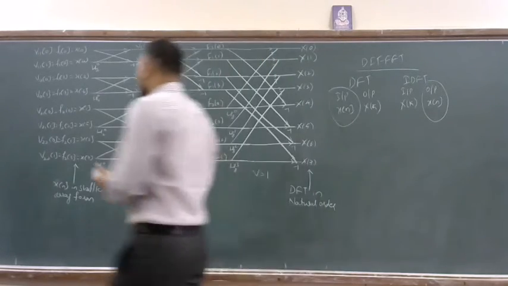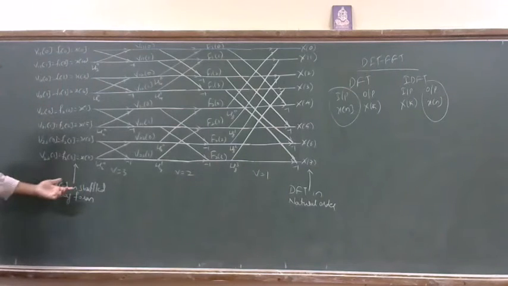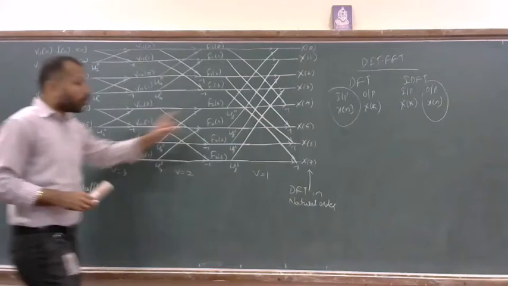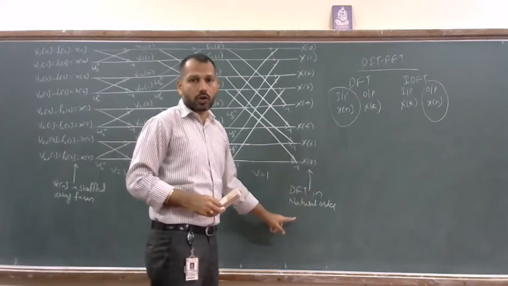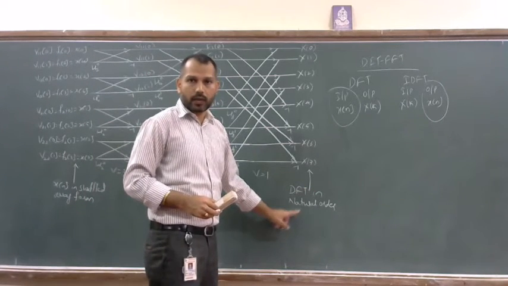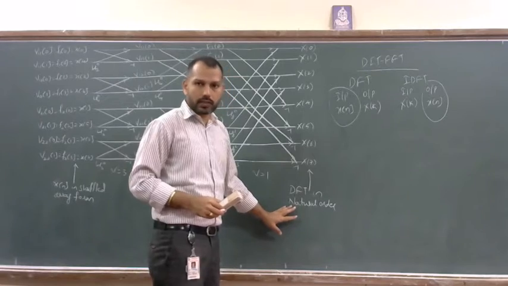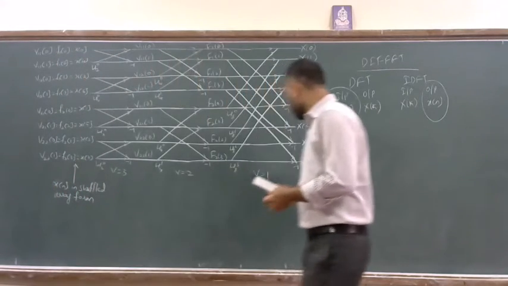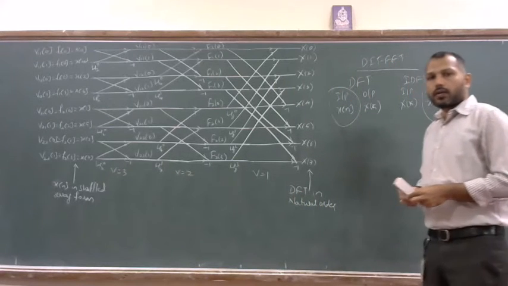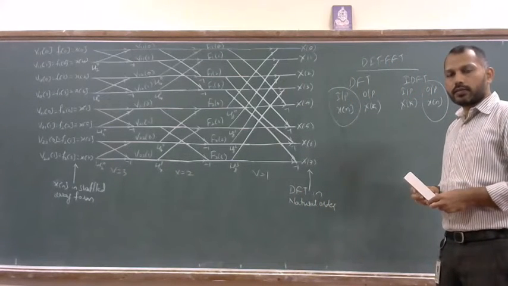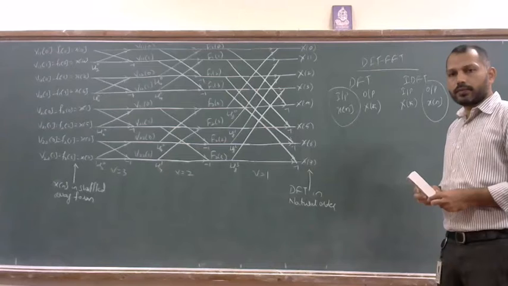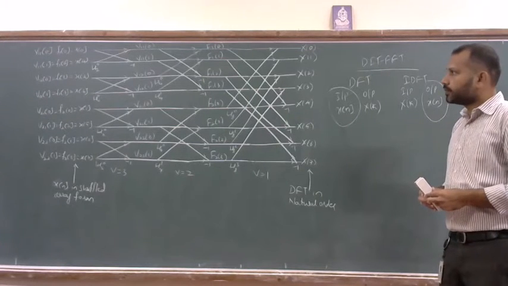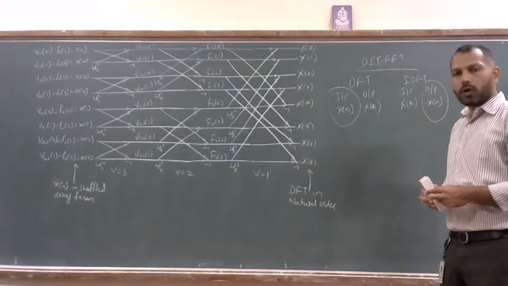Like here, the input side is in the shuffled array form, so the output DFT is in the natural order. Are you all following this? Did you all understand?